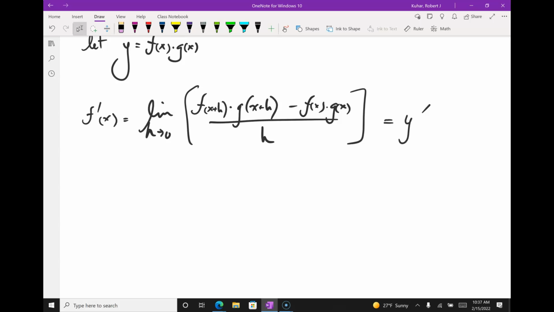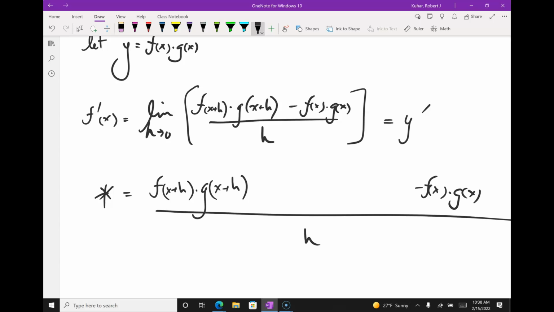So the way I do this is I add 0. I think this is the first time you're going to see me add 0. So I've got f of x plus h times g of x plus h. I forget, give me a second. I guess I should have written it down before I did this, but it's okay. I think I need an f of x, so minus f of x times g of x plus h. Yeah, that's what I need. So I want to add 0.